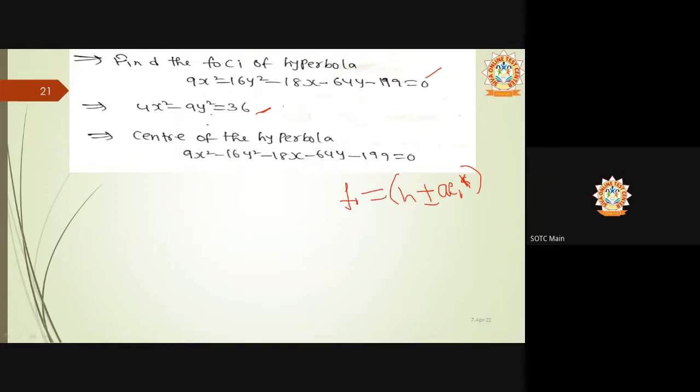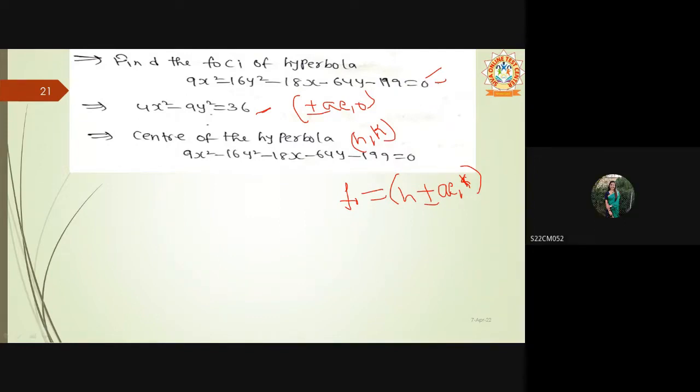What will become? This is just 9. It is also greater. It will come plus or minus AE comma 0 because the center is 0 comma 0. Next, for this, the center will become what? H comma K. Try to solve. Make it into a standard equation. Then tell me.